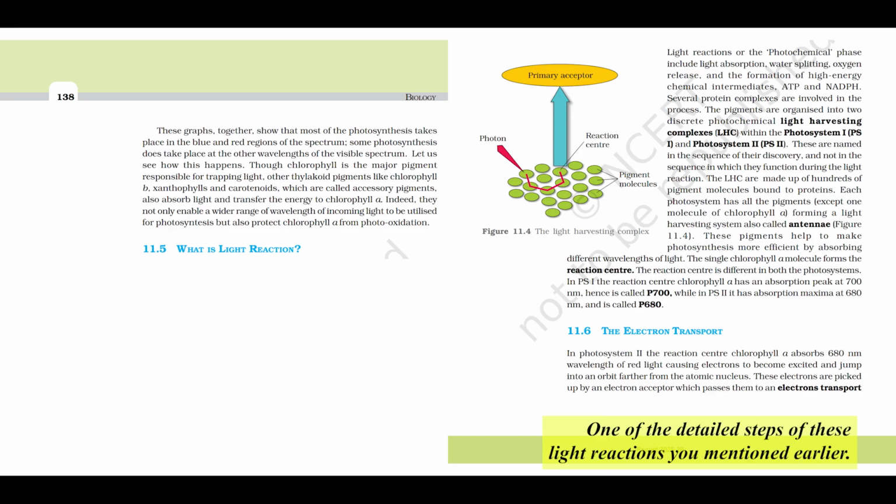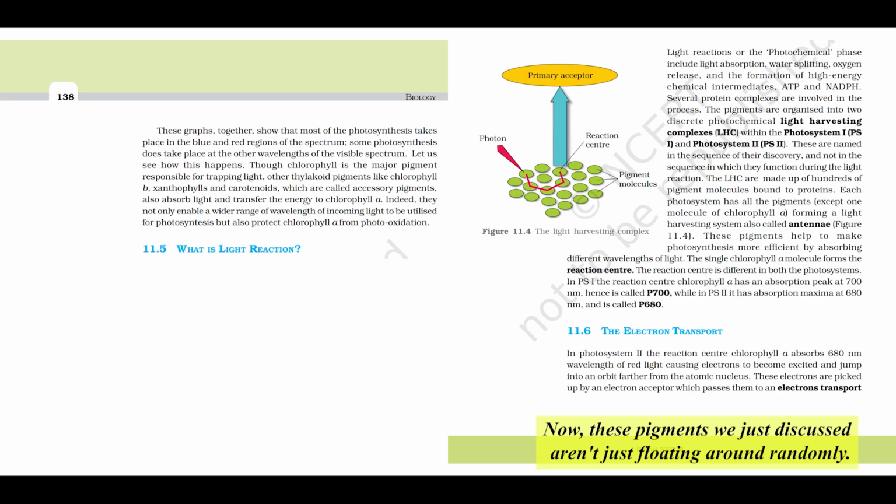What are the detailed steps of these light reactions you mentioned earlier? Excellent question. And this is where we delve into the core of energy conversion, often called the photochemical phase. This phase involves several key sequential events: the initial absorption of light, the remarkable splitting of water molecules, the release of oxygen as a byproduct, and the formation of those high-energy chemical intermediates we touched upon, ATP and NADPH.